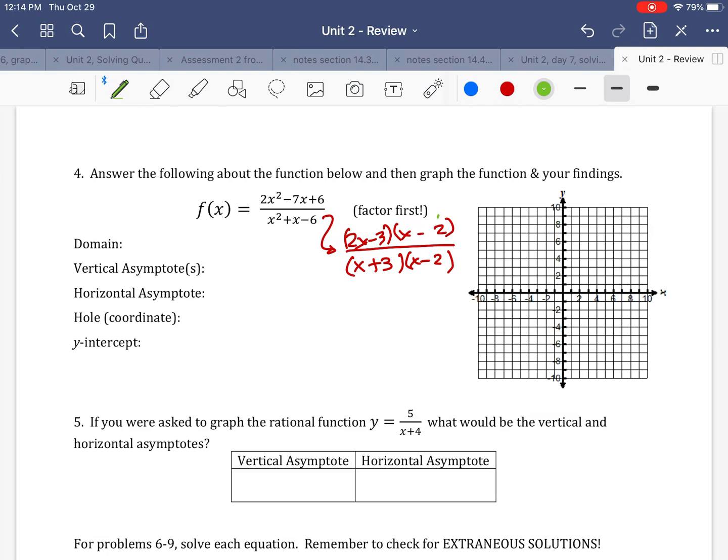All right, so hopefully you notice this cancels. So that's going to create a hole at the number 2. We'll figure out that answer in a minute. But basically, this problem has now become 2x minus 3 over x plus 3.